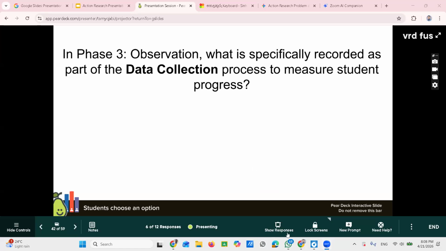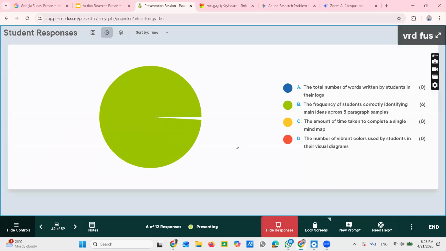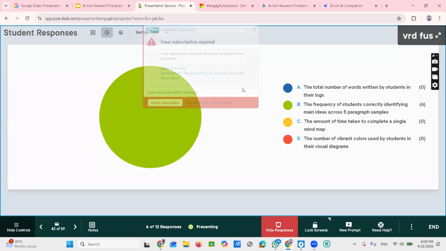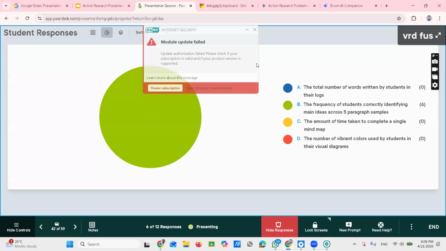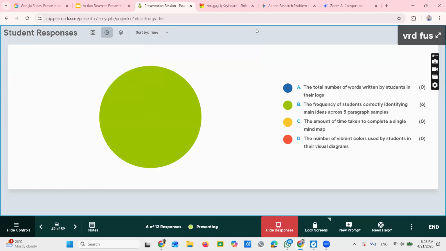Right. Then look at your answers. All of you marked the green color answer. Then look at the green color one: the frequency of students correctly identifying the main idea across 5 paragraphs. Yes, that's the correct answer.